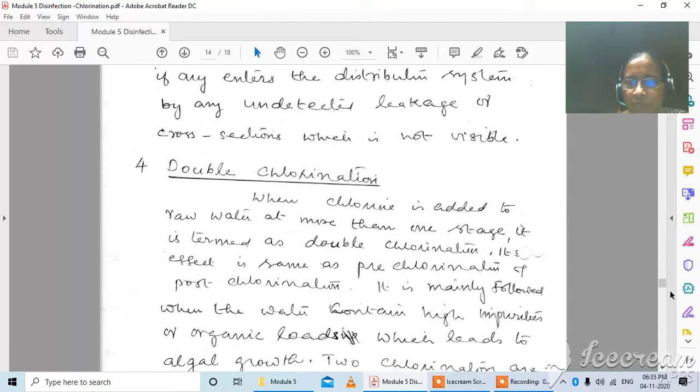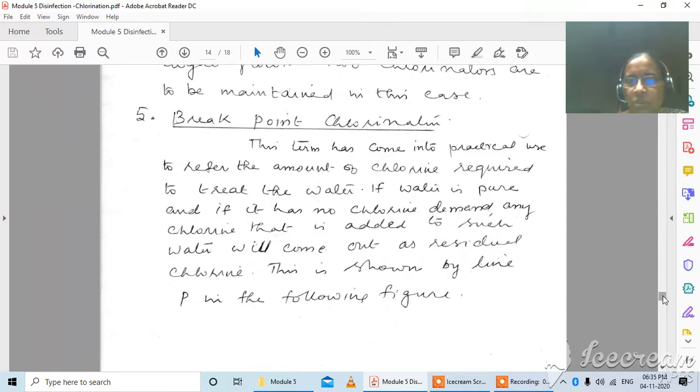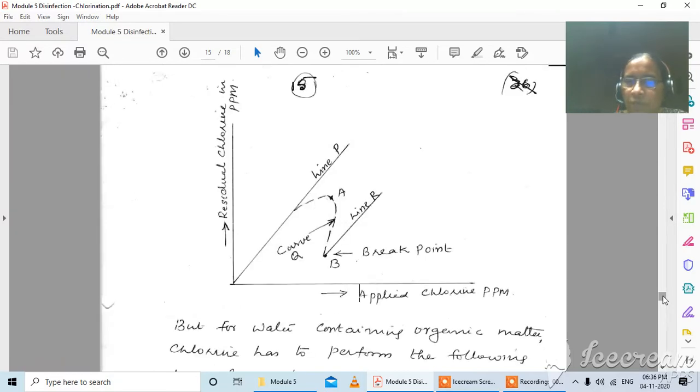practically when the chlorine dose applied is sufficient, or when it gives you the residual chlorine, that is, to identify that point of application. Here it is written, this term has come into practical use to refer to the amount of chlorine required to treat the water. If water is pure and has no chlorine demand, any chlorine that is added to such water will come out as residual chlorine. This is shown by line P in the following figure.